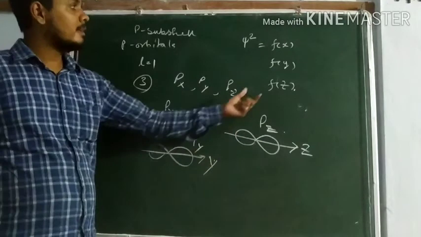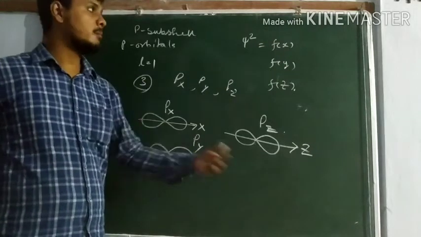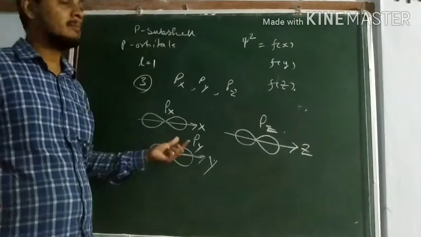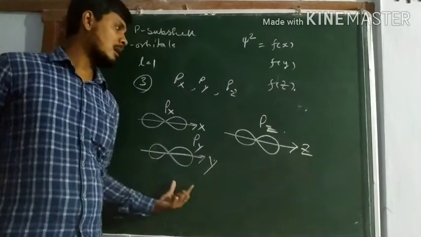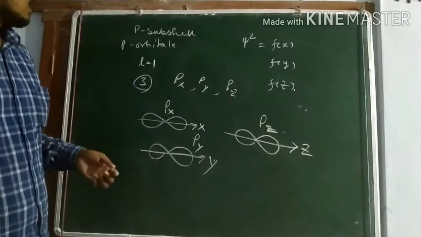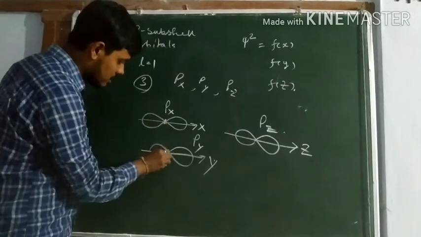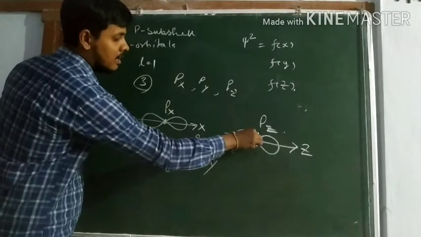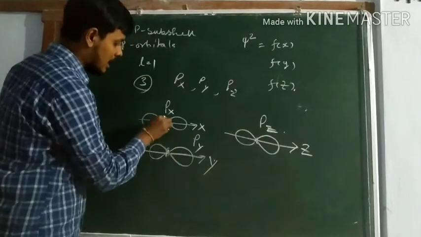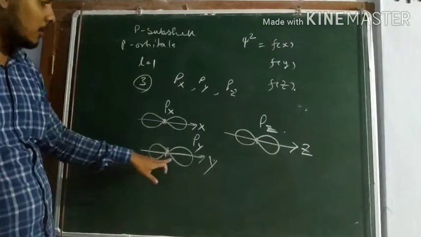That is why psi square for a p orbital is a function of x, y as well as z. If we plot with respect to x we get px, with respect to y we get py, and with respect to z we get pz. Okay, so this is the first thing. At these particular points there is zero probability of finding electrons.